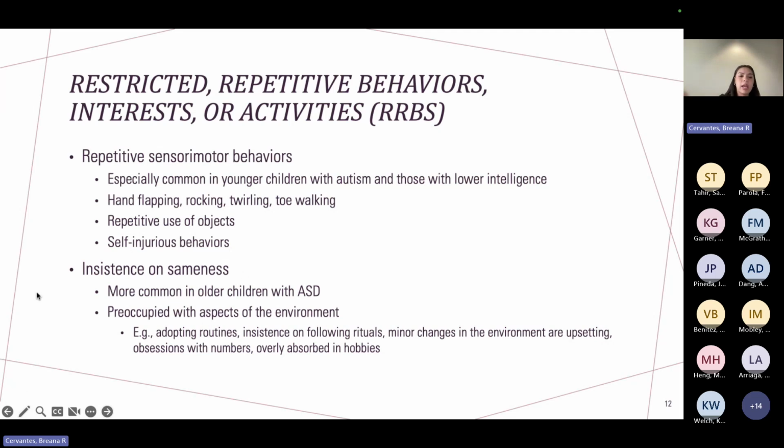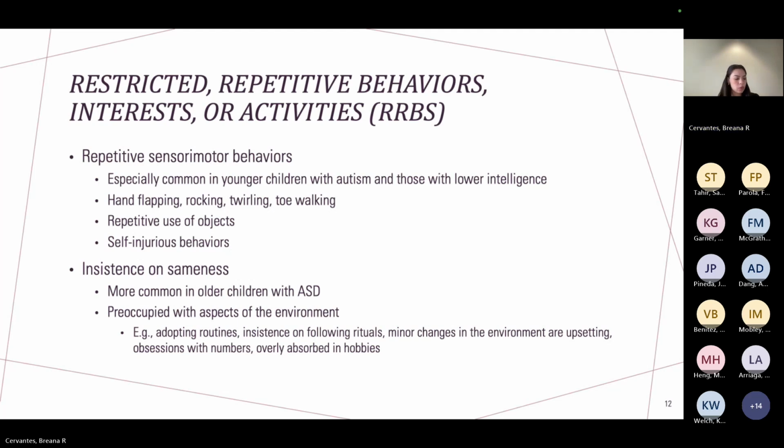That's different and could be in addition to someone demonstrating insistence on sameness. So that's that restriction of range. And we tend to see that more in older children. I would take that with a grain of salt. I think we see it across the board. But this is really a preoccupation with aspects of the environment and wanting it to be the same across time.